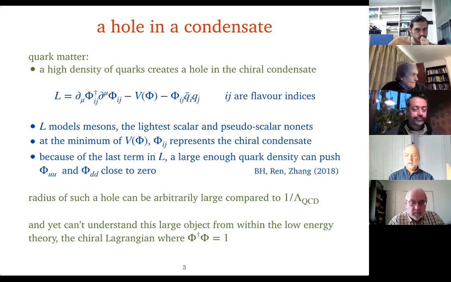So even though we're talking about macroscopically large objects, I'm saying that we can't understand such a thing from within the low energy theory, which in this case is the chiral Lagrangian, where phi dagger phi equals 1. So I'm saying we need some understanding of the UV completion in this case, and that's what this Lagrangian is doing for us.